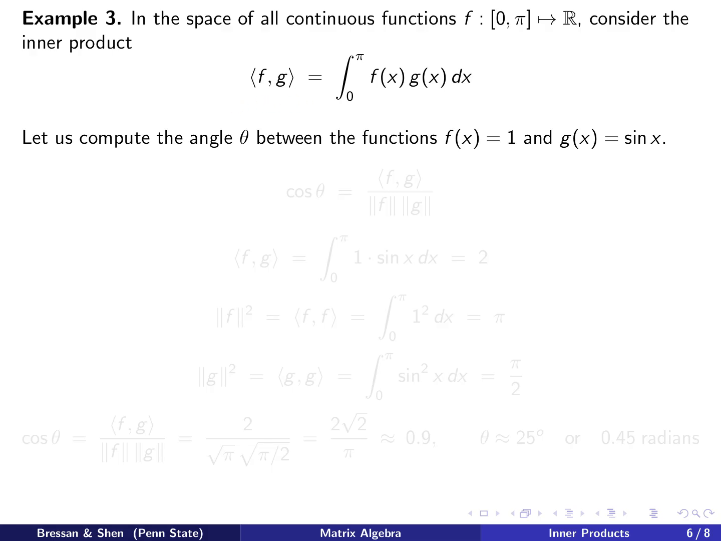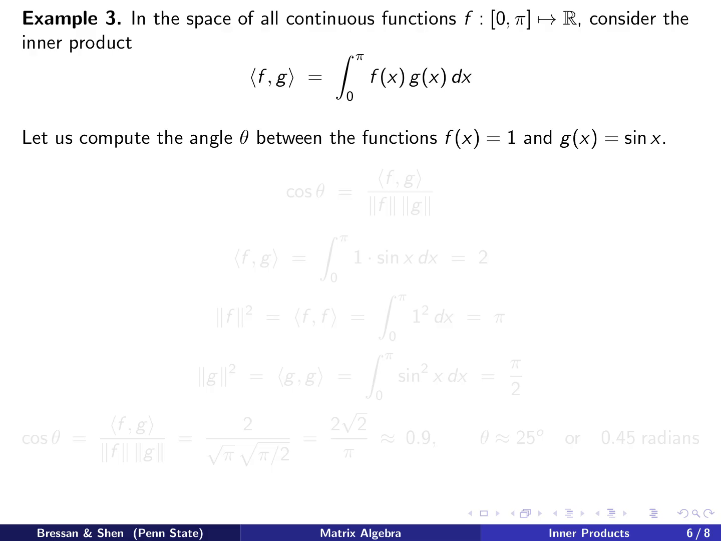So given a function f and g, both continuous, defined on the interval from 0 to pi, and this notation here, this bracket with f, g, it denotes the inner product. So it will be defined as the integral from 0 to pi of f(x) times g(x) dx. So you multiply these two functions and then you integrate it over the interval 0 to pi.